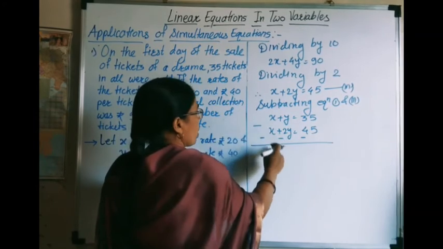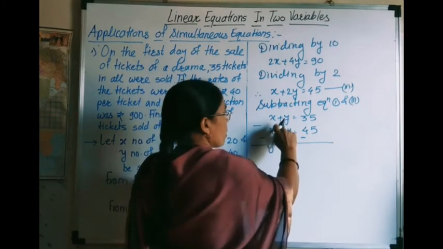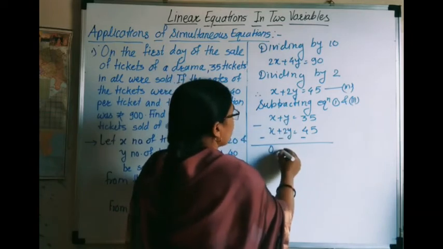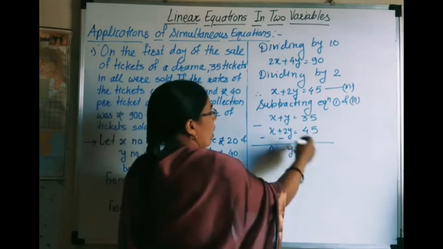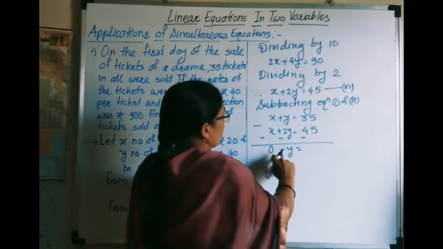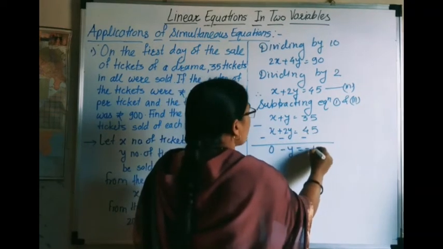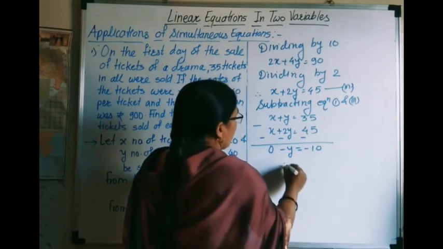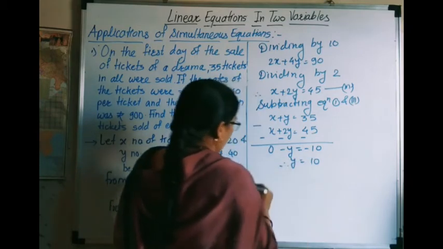So here minus, and here also minus. So x minus x is 0. y minus 2y, that is 1y minus 2y, which is minus 1. The difference between these two numbers is 1 only, and we have to give the bigger number's sign. So that's why here minus y. Similarly here 35 minus 45 is minus 10. Therefore this minus sign will cancel. You will get y is equal to 10.